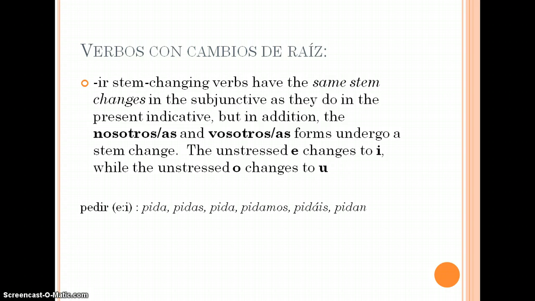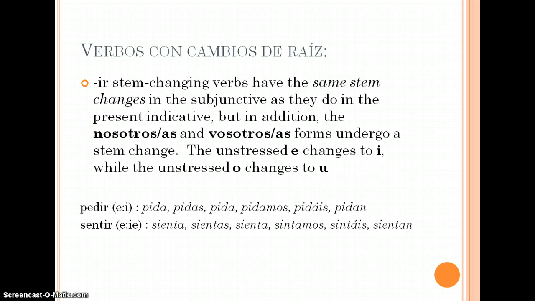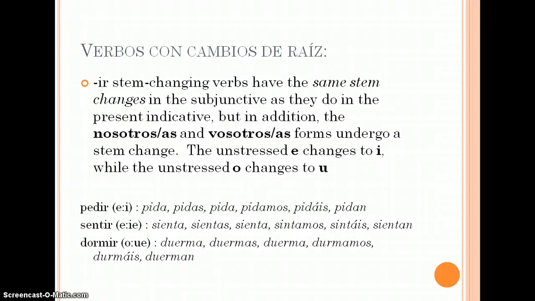So pedir, que pida, que pidas, que pida, que pidamos, que pidáis, que pidan. That one didn't really affect it because it stayed the same. However, with a verb like sentir, que sienta, sientas, que sienta, que sintamos, que sintáis, que sientan. Or a verb like dormir, que duerma, que duermas, que duerma, que durmamos, que durmáis, que duerman.